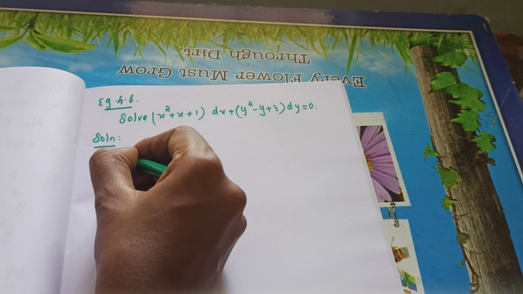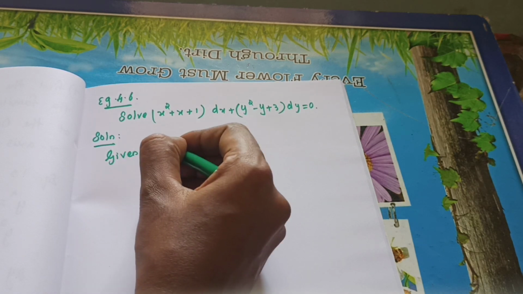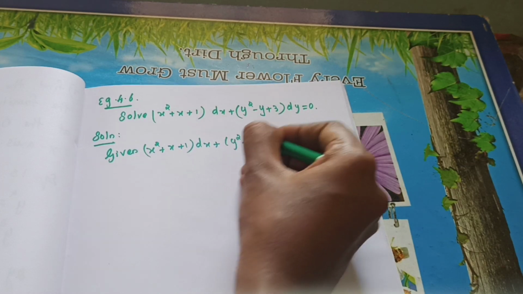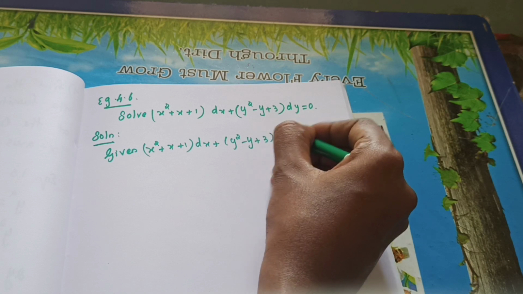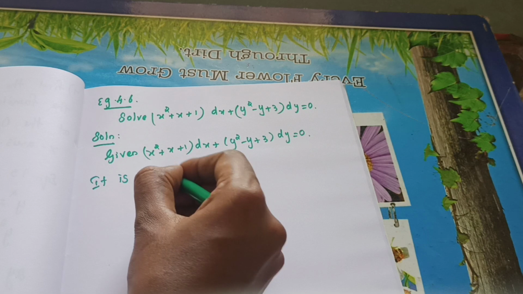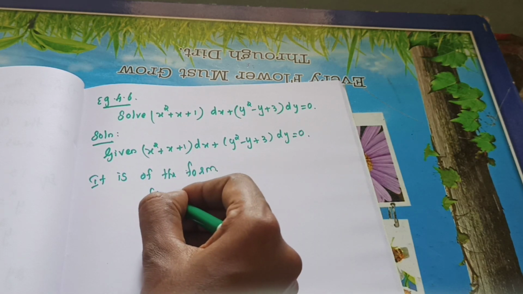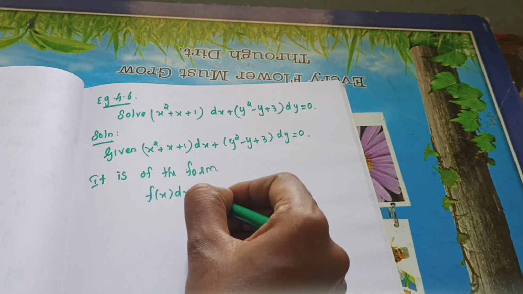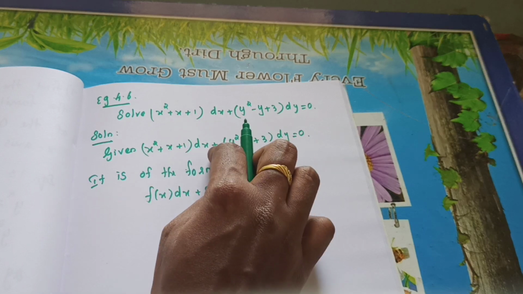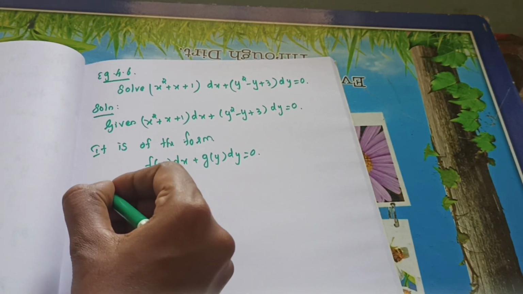Solution. Given (x² + x + 1) dx + (y² − y + 3) dy = 0. It is of the form f(x) dx + g(y) dy. Yes or no? f of x into dx plus g of y into dy. So now we can integrate.